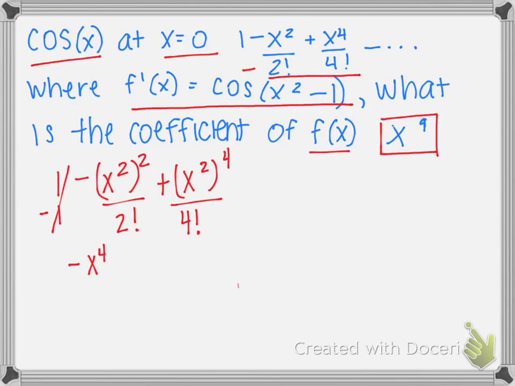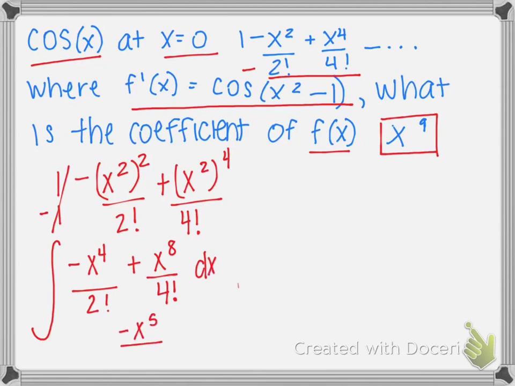So now we are left with negative x to the 4th over 2 factorial plus x to the 8th over 4 factorial. And because this is f prime of x, we want to integrate this in order to find f of x. So we're going to integrate this, and we're going to get negative x to the 5th over 5 times 2 factorial, and then plus x to the 9th over 9 times 4 factorial.